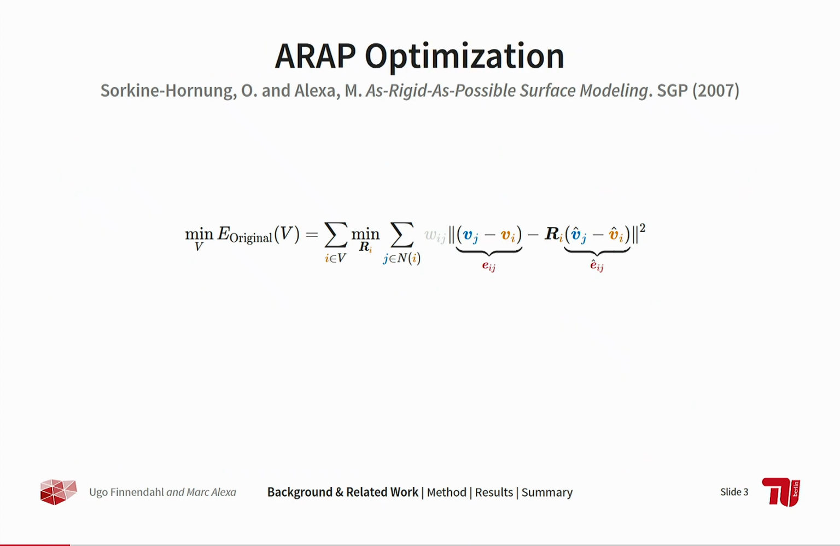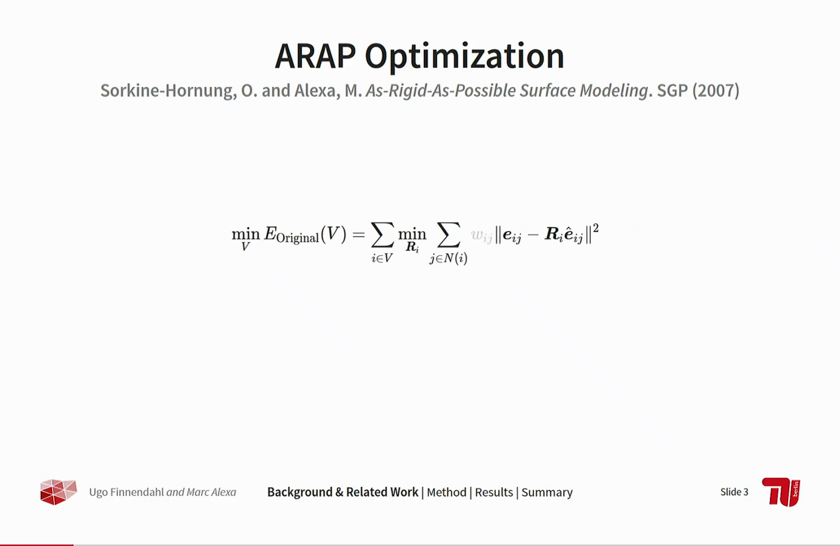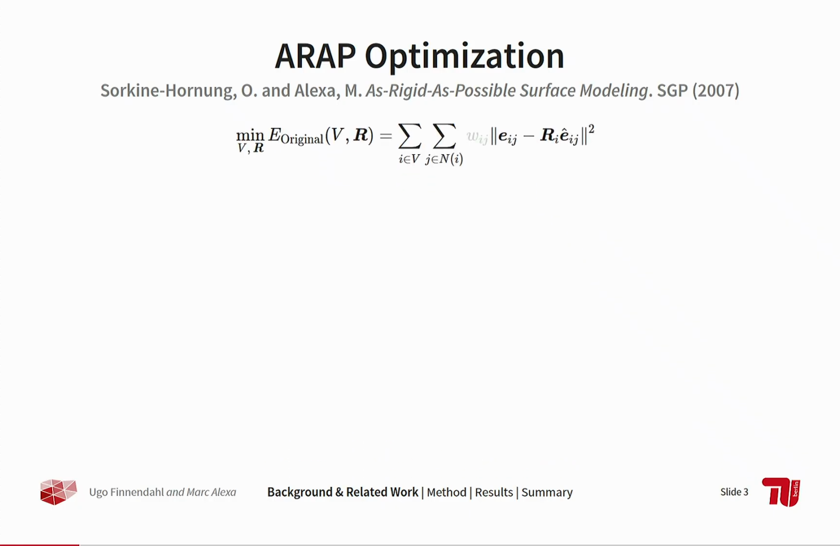So the question is now how to optimize this. Of course, we can do gradient descent, but Olga and Marc came up with a better optimization strategy enabling interactive deformations. To get the idea, we rewrite this energy by first removing all the colors and simplifying it by replacing the edges. Next, as we want to minimize this energy, we can move the inner minimization of the rotations into the outer minimization. So instead of only minimizing the vertex positions, we simultaneously minimize for the rotations as well, making the auxiliary variables an explicit parameter R. Now we have two sets of variables that we want to optimize, and unfortunately, the energy is not simple to optimize in V and R directly.